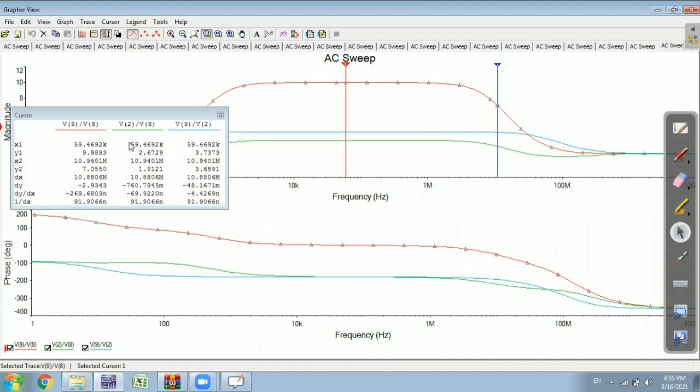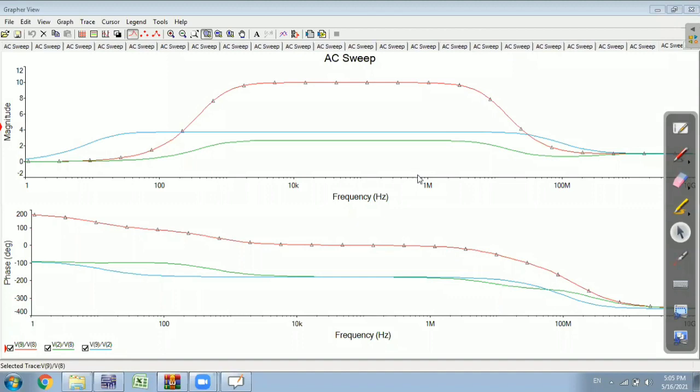So the first stage gain has been reduced. If you increase the number of stages, if you include a third stage, the gain of my second stage also gets reduced, whereas the gain of my third stage will remain the same as 3.73.